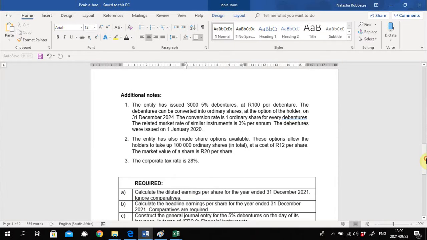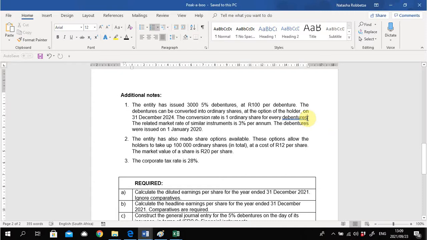Moving to the second page, there are 3 additional notes. In the first note, it says that the entity has issued 3,005% debentures at 100 Rand per debenture. The debentures can be converted into ordinary shares at the option of the holder on the 31st of December 2024. The conversion rate is 1 ordinary share for every debenture, it should read. The related market rate of similar instruments is 3% per annum. The debentures were issued on 1 January 2020.